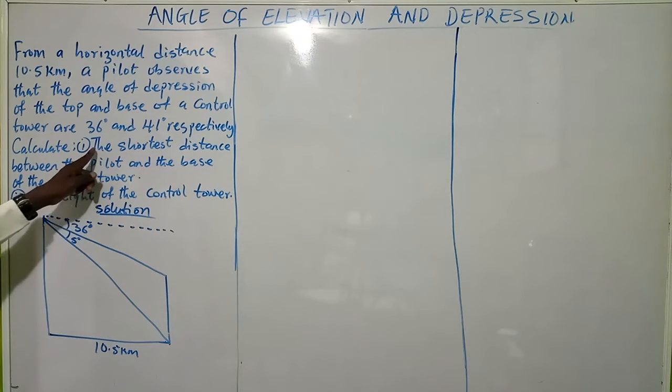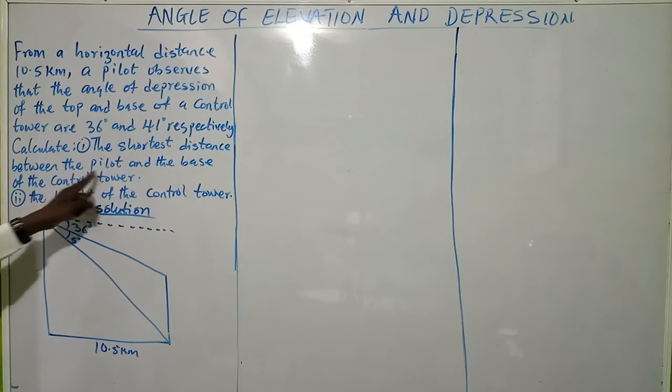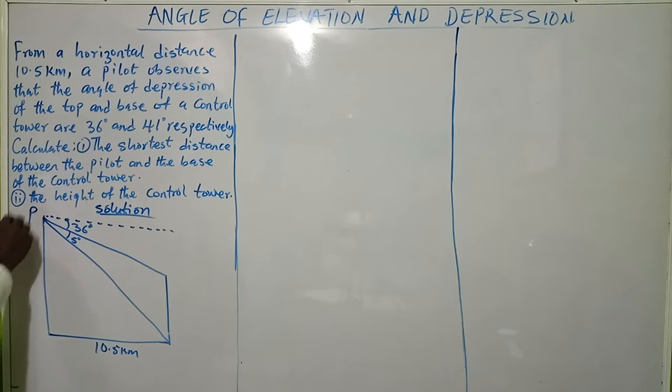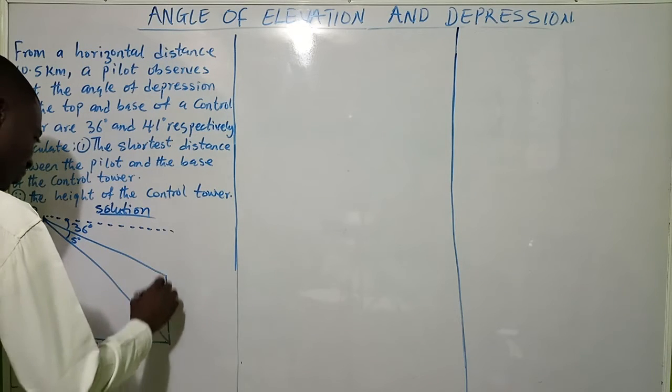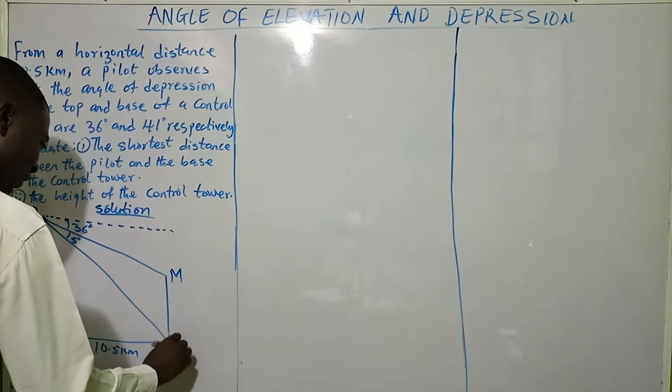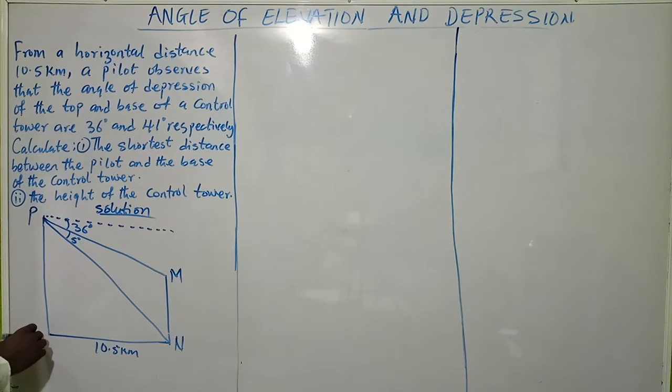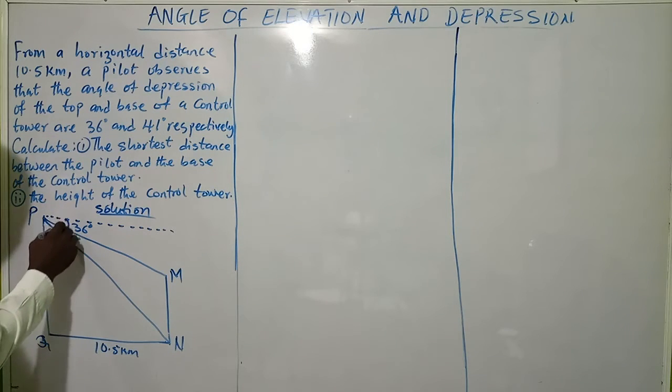He said we should calculate the shortest distance between the pilot and the base of the control tower. The pilot is here. Let M be the top and let N be the bottom. Let's call this Q. So the shortest distance between the pilot and the base of the control tower, this is the pilot, so the shortest distance between the pilot and the base means PN. That is what we are looking for.